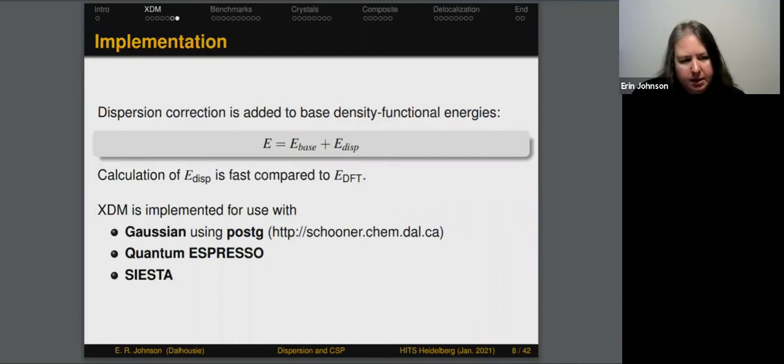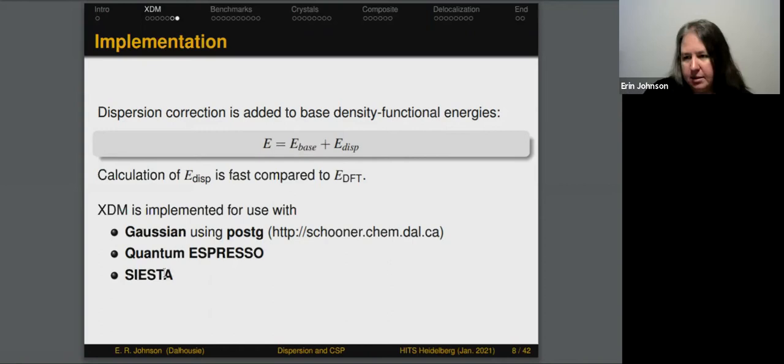Our XDM dispersion method is implemented for both molecular and solid state calculations. If you're interested in doing molecular calculations, you can use the popular Gaussian software along with our postg code that you can download from our website. You can also use postg with other molecular codes such as Psi4 or NWChem. For the solid state, XDM is implemented in the distribution of Quantum ESPRESSO, and that's the main code that we use. If you're interested in numerical orbitals, you can also use XDM with Siesta.